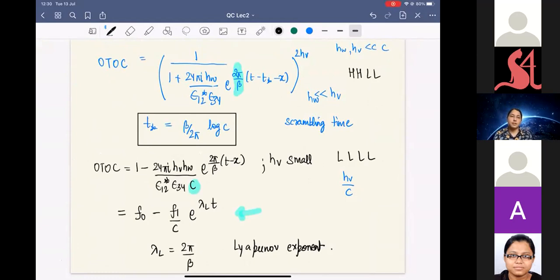So in this calculation, what you showed is that the Lyapunov exponent just comes out to be 2 pi by beta, and so it saturates the chaos bound, right? Is there an intuitive way to understand why it saturates the chaos bound? Because you would expect the chaos bound is saturated in a CFT which has classical Einstein gravity duals. In this calculation, the CFT has a classical Einstein gravity dual.